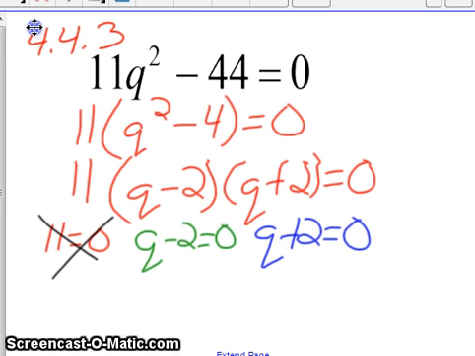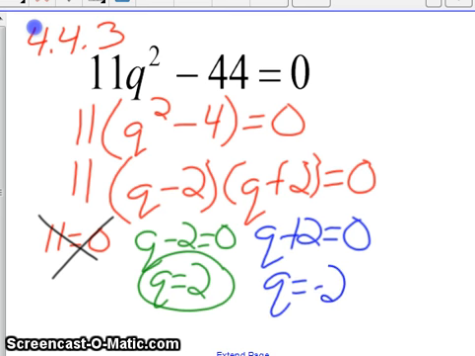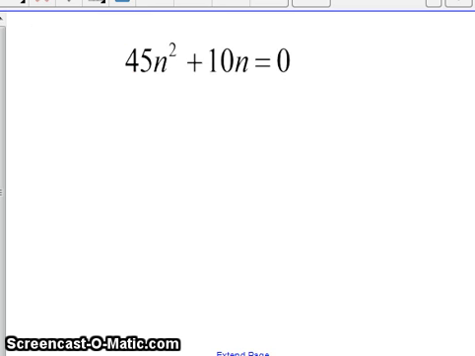What's the solution to the green equation? q equals 2. What's the solution to the blue equation? q equals negative 2. Good. There we go. Next problem.